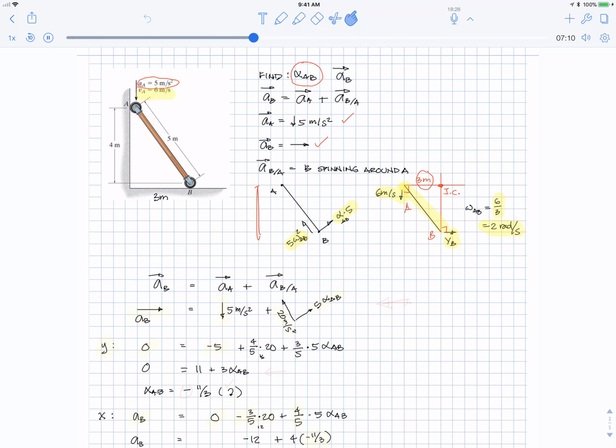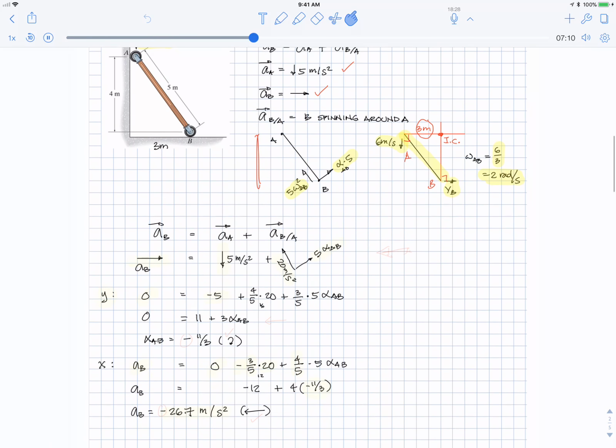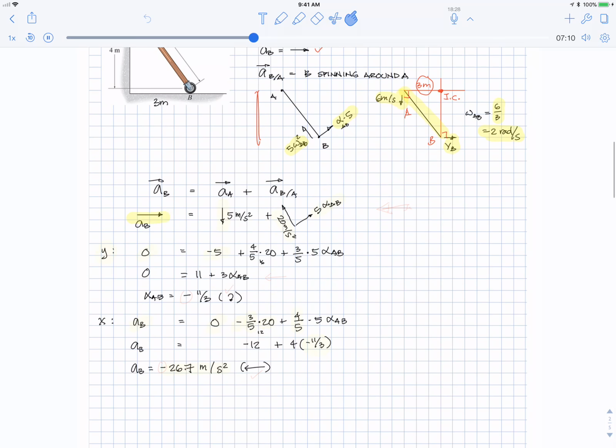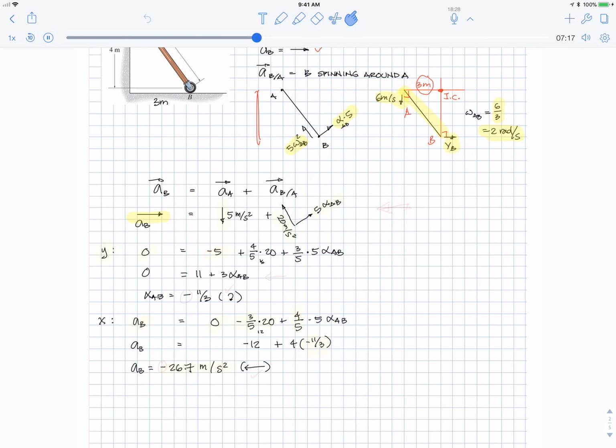So I'm going to rewrite everything we know about the accelerations. We know that B has a horizontal acceleration, unknown value. We are given the acceleration of A is 5 meters per second squared down. Okay, and then B relative to A is B spinning around A, so it's R, which is 5, times this unknown alpha AB. And this one, the centripetal, was R omega squared. R is 5, and we just calculated that omega is 2. So 5 times 2 squared is 20. So 20 meters per second squared, pointing from B back to A.